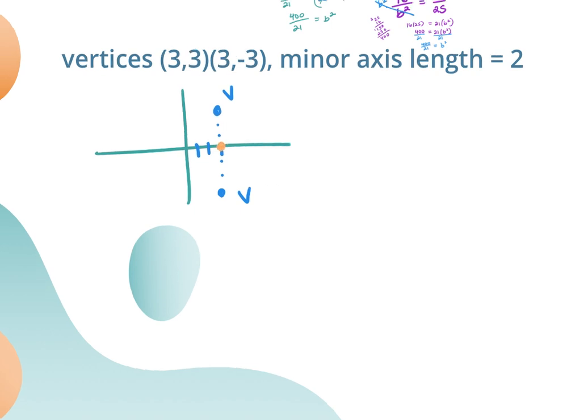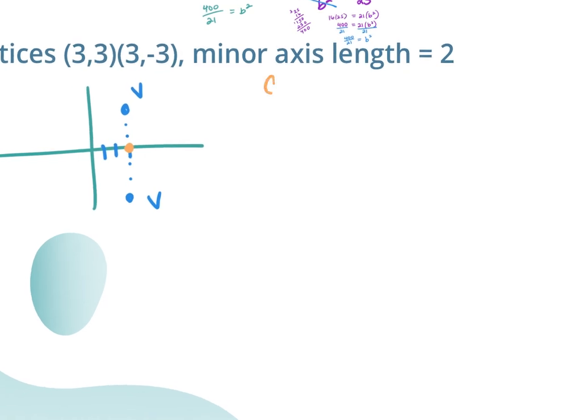Center is not at 0, 0. It is at 3, 0, because it's halfway between those points. If you weren't able to count it, you would find the midpoint. What else do you know before we get to that second piece of information?